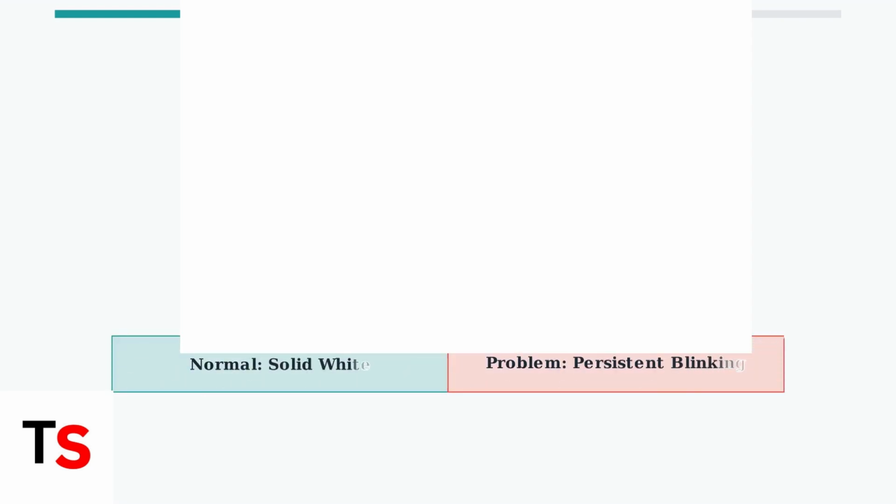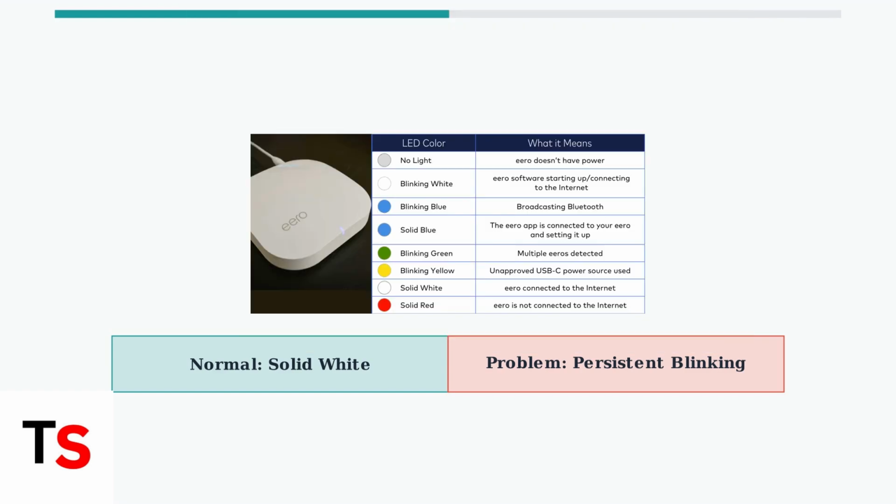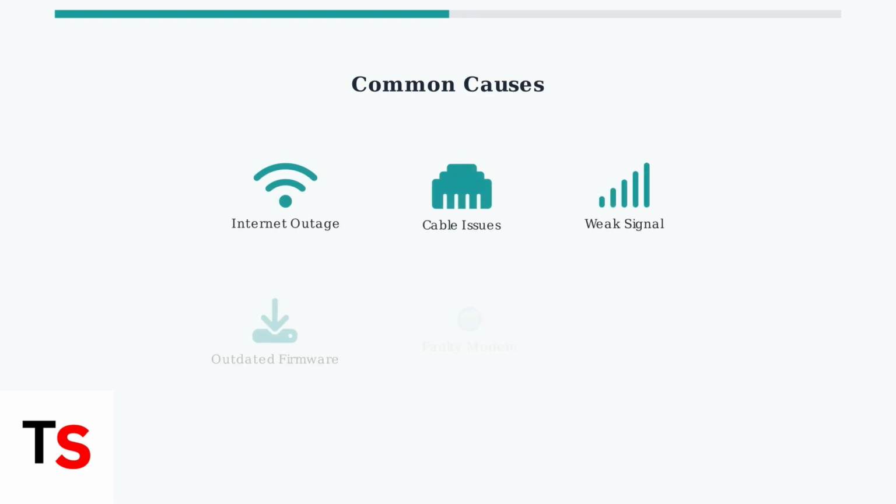When your Eero connects successfully, the light should turn solid white. If the blinking white light persists for more than a few minutes, this indicates a problem that needs attention. Several common issues can cause the persistent blinking white light. These include internet outages, network connection problems, weak wireless signals, and hardware issues.